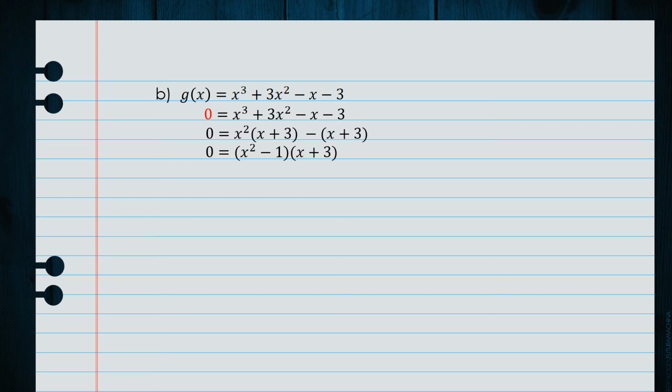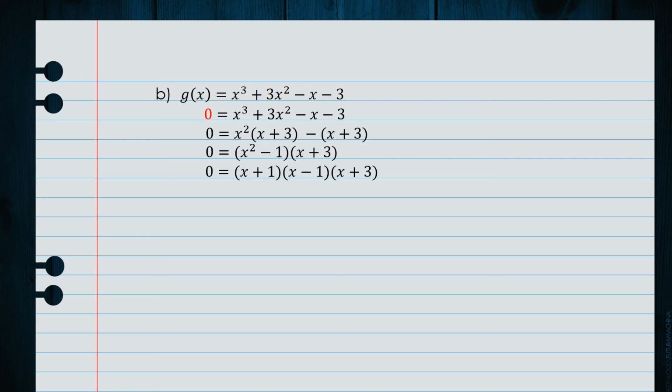Although I have factored it, not everything's written in linear factors. Notice x squared minus 1. That can be factored again because that is the pattern of difference of squares. So in the factored form, that would give us 0 equals (x plus 1) times (x minus 1) times (x plus 3).